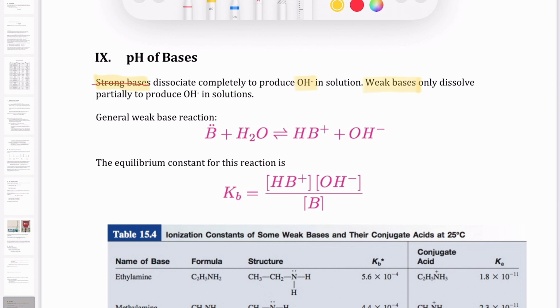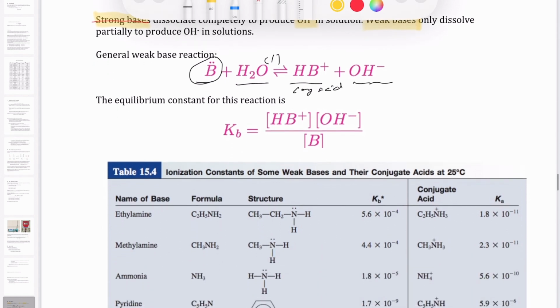Weak bases are a little bit more complex, so you actually have to write a reaction where the base is reacting with water. In this case, water is your acid, so the proton donor, and you form a conjugate acid and then hydroxide. Now, if you were to write the equilibrium constant for this expression, you'll get this here, and that is what we call the base ionization constant, or Kb. So this is really your analogous equilibrium constant to the Ka for acids.